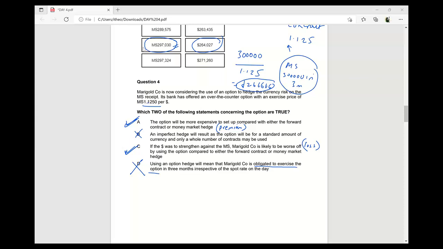Ma'am, apart from option, everything is an obligation. Only option provides a right. Yes, options are expensive.